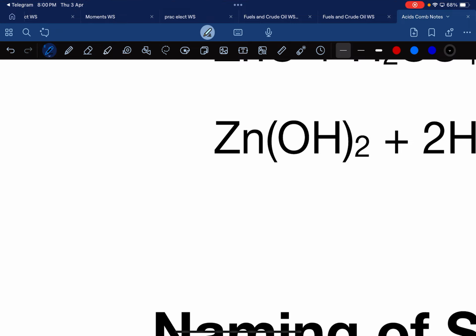how many electrons does he have? 20. Agree. And how will you arrange these 20 electrons? Maybe the electron configuration. 2, 8, 2.